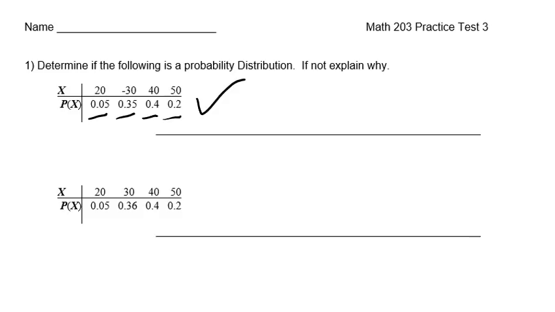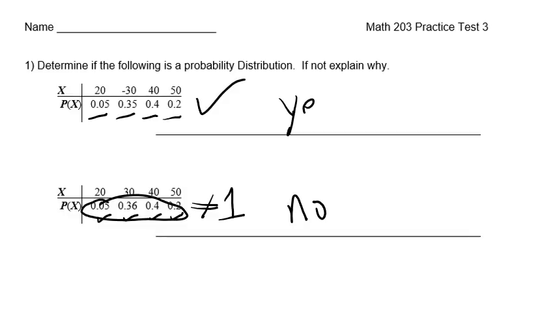Looking at the second one, each individual probability is between 0 and 1. When you add them up, you get 0.41, 0.81, 1.1, if I did that correctly, but they do not add up to 1. That does not add up to 1, so the answer to this one is no. The answer to this one is yes.